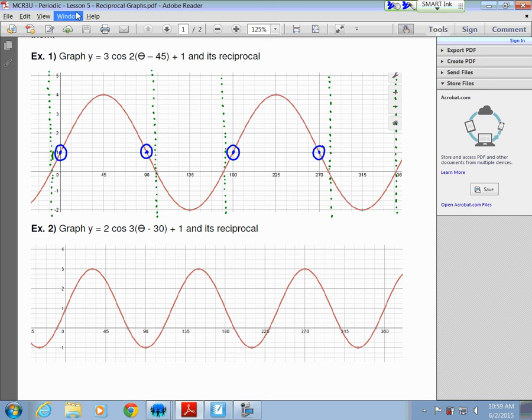Same rules apply. If you start with negative 1, that equals 1 over negative 1, right? They have the same value. Okay, so there's going to be a point here at negative 1, which is down here someplace.